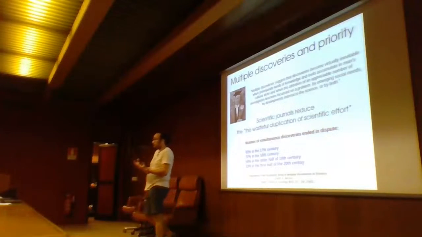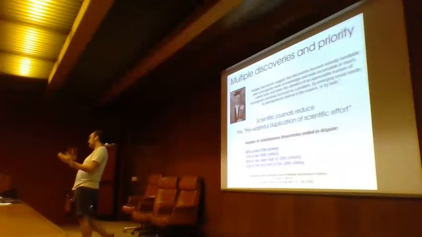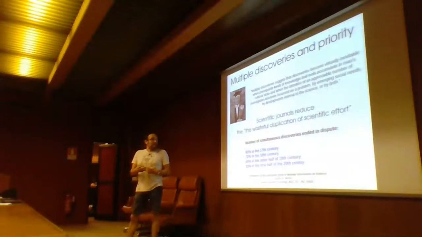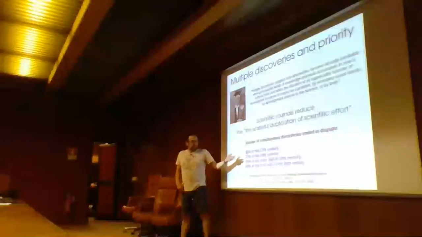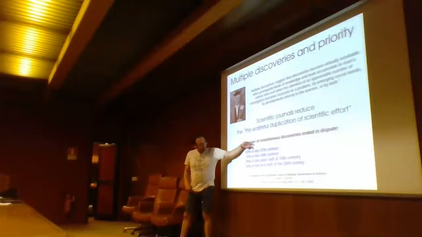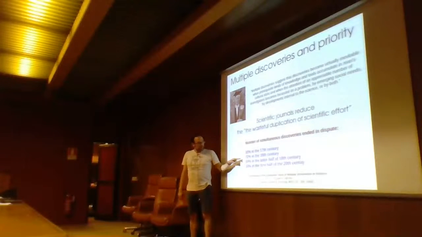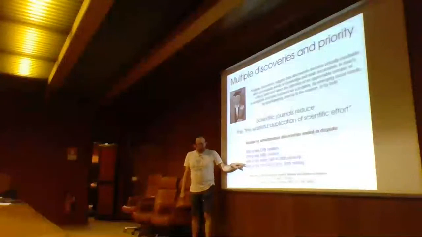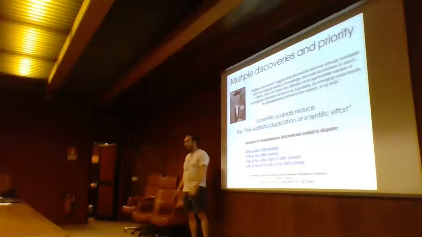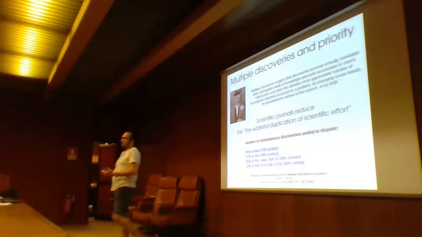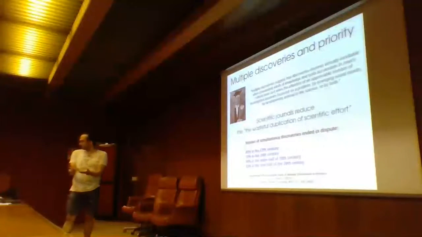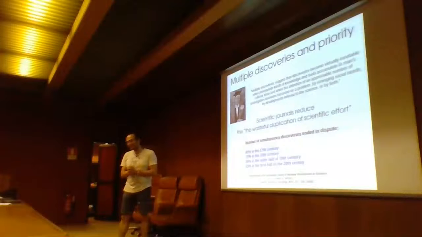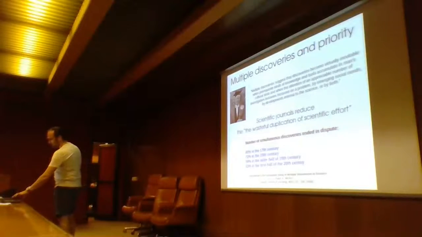Because before journals, things were discovered many times, and many of these simultaneous discoveries ended in dispute. So you can see 92% of the 17th century simultaneous discoveries ended in dispute, 72% in the 18th century, 59% in the first half of the 19th, and only 33% after. This came with the diffusion of journals, because you can find that something is already published, so we know who was the first to discover it. This was the big advantage of the invention of scientific journals.